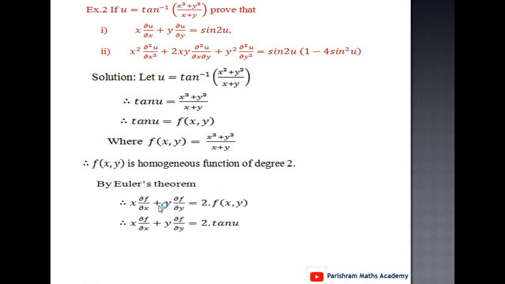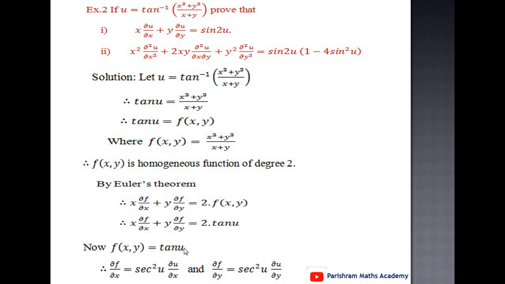And therefore by Euler's theorem, x ∂f/∂x + y ∂f/∂y equals 2 f(x, y), nothing but 2 tan u. Now f(x, y) equals tan u. Derivative of function f with respect to x: ∂f/∂x equals derivative of tan u, which is sec²u into ∂u/∂x. And ∂f/∂y equals sec²u into ∂u/∂y.